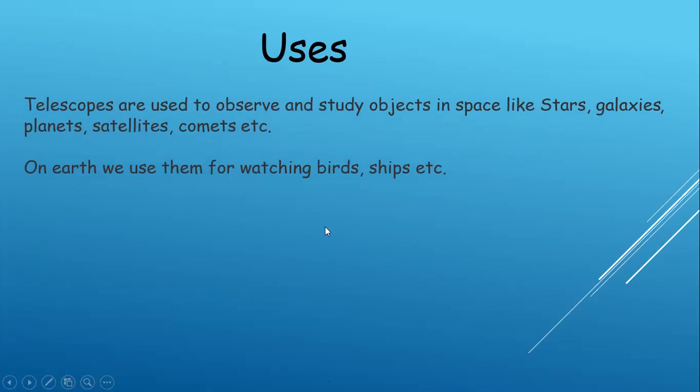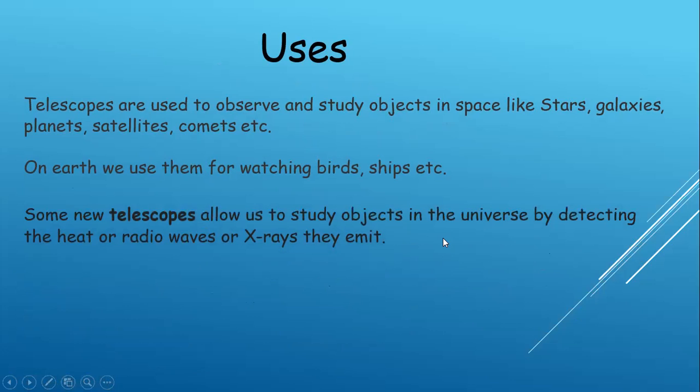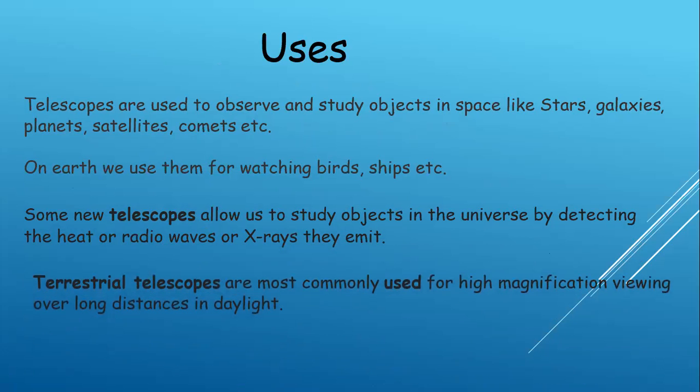Now, where do we use them? Obviously, we use them to observe and study space, like stars, galaxies, planets, satellites, comets, etc. On Earth, we use them for watching birds, ships, etc. New kinds of telescopes allow us to study objects in the universe by detecting heat, radio waves or X-rays. Terrestrial telescopes are most commonly used for high magnification viewing over long distances in daylight.